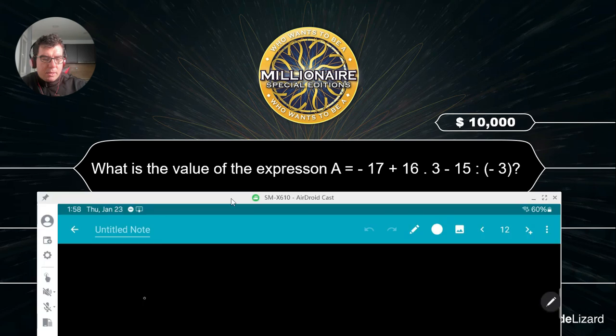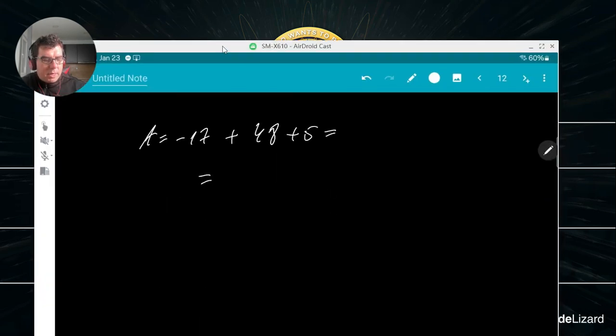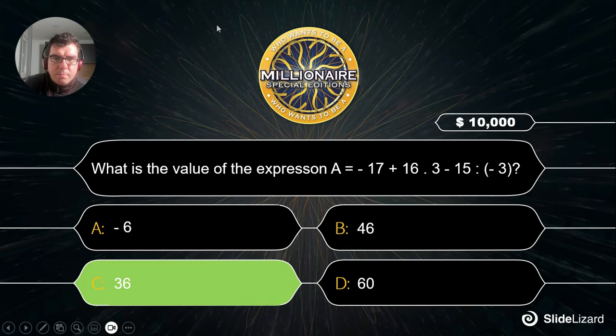36 is correct. A equals minus 17 plus 16 times 3, 48. Minus 15 divided by minus 3 is plus 5. Plus 5. So I can add 48 plus 5 is 53 minus 17, which is 36. And that's the answer.